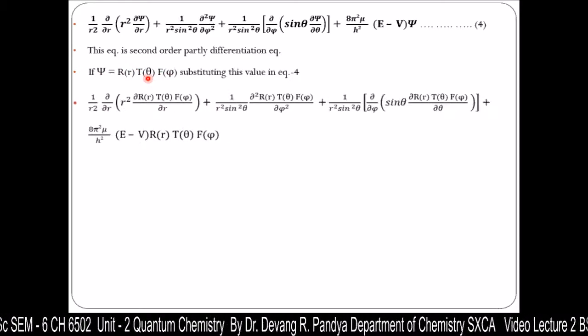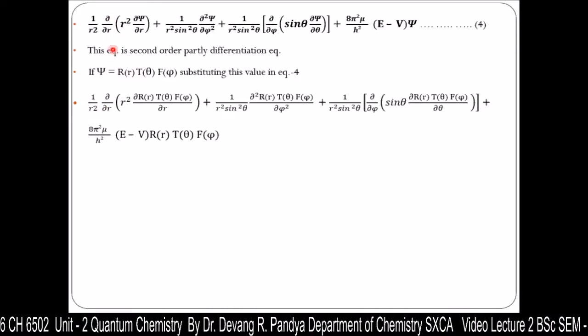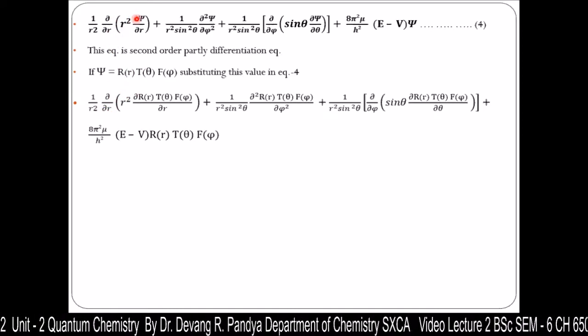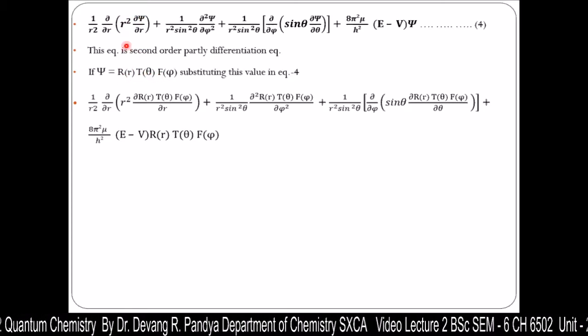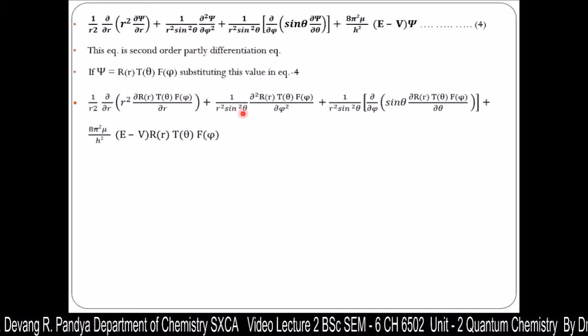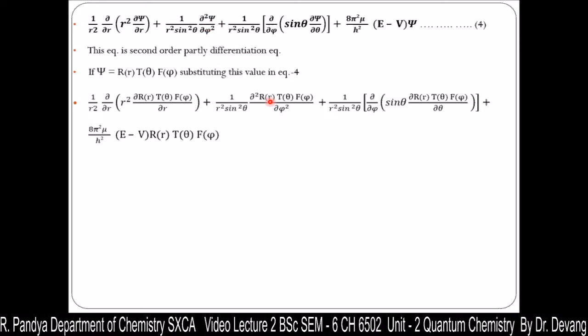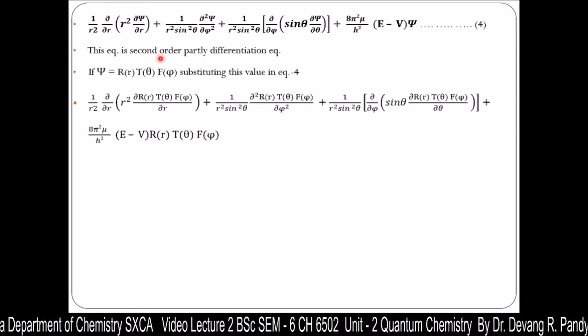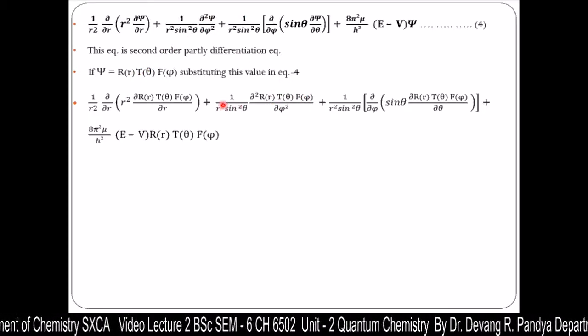So the wave function can be written as R(r) Theta(theta) Phi(phi). When you substitute the value over here, the psi value, that is the wave function in radial form, can be represented as 1 upon r square d by dr of r square. Now instead of this psi, we need to put this value. So instead of psi, we write R Theta Phi, dr, plus 1 upon r square sine square theta, d square psi. Instead of psi, we need to write R Theta Phi. So we substitute the value of psi over here as well, and we get this second part.